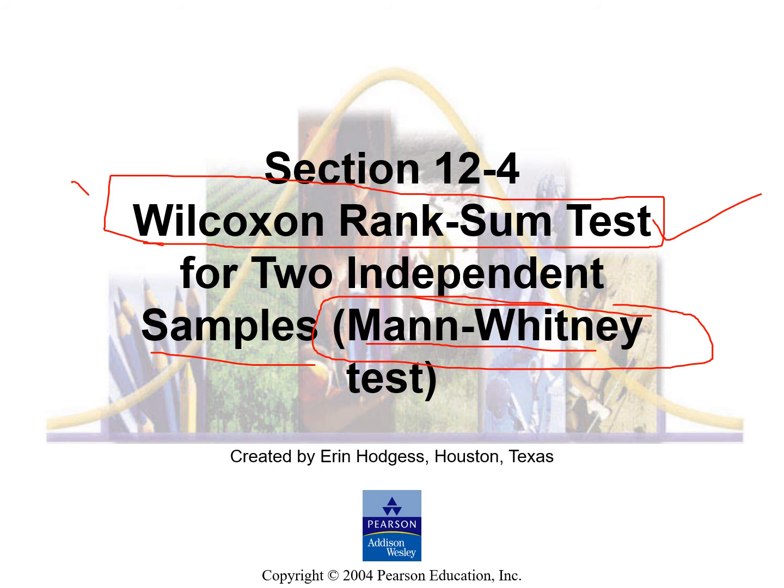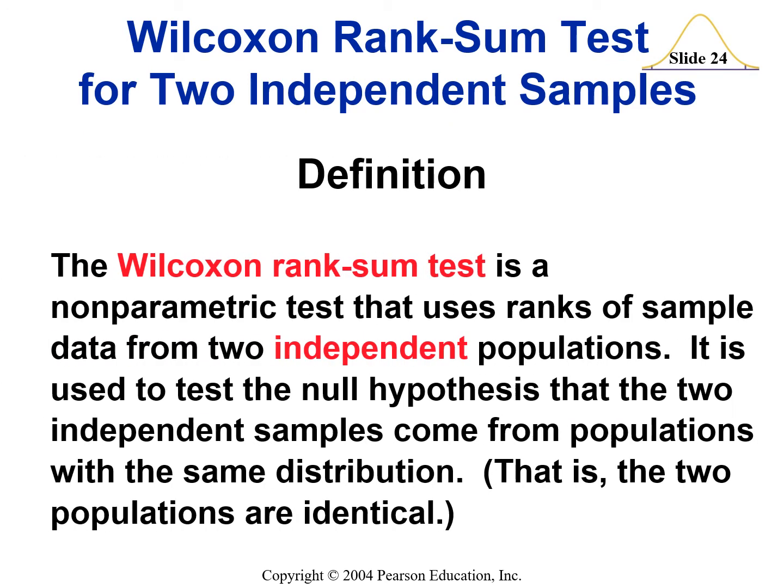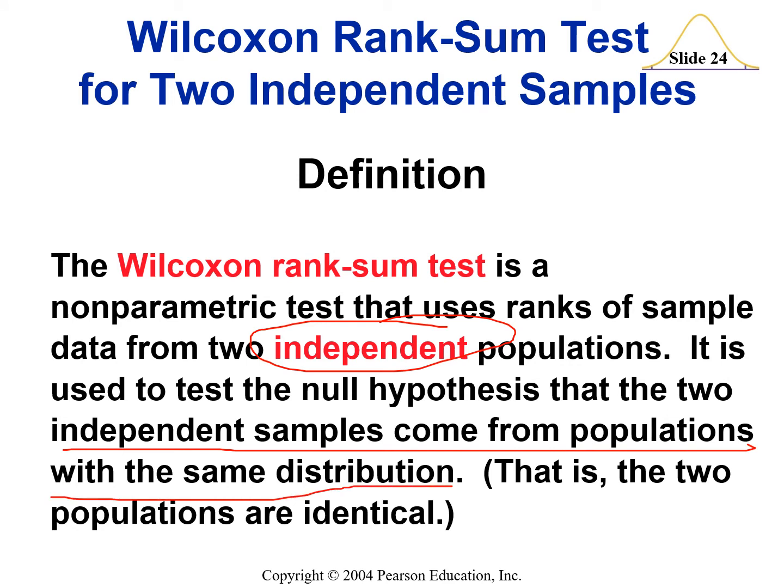Anyhow, this test is used for two independent samples, and this is the corresponding non-parametric test for the parametric t-test of independent samples. The definition: the Wilcoxon rank sum test is a non-parametric test that uses ranks of sample data from two independent populations. It is used to test the null hypothesis that the two independent samples come from populations with the same distribution. That is, the two populations are the same or identical.